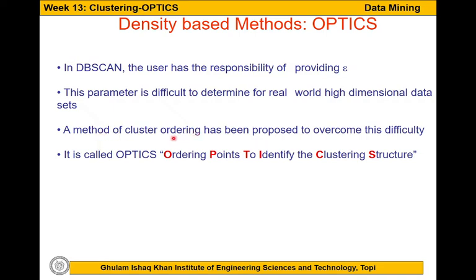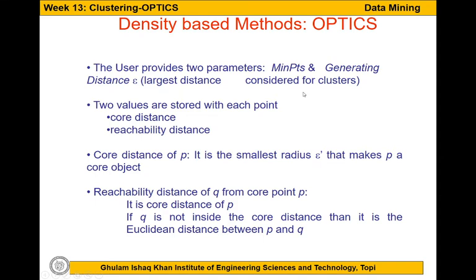This method of clustering orders the objects in a specific manner. Let's come directly to the algorithm. The data required for this algorithm is two major parameters. One is the minimum points, because as you recall, in DBSCAN as well, minimum points are required for the algorithm to classify a point in the data as a core point, right? So minimum points is also required for OPTICS. And then another parameter, labeled as epsilon, but it is called the generating distance, is also required. This is the largest distance considered for clustering.